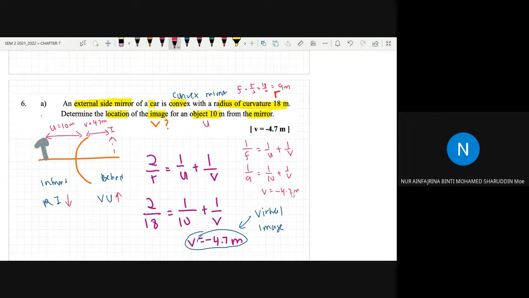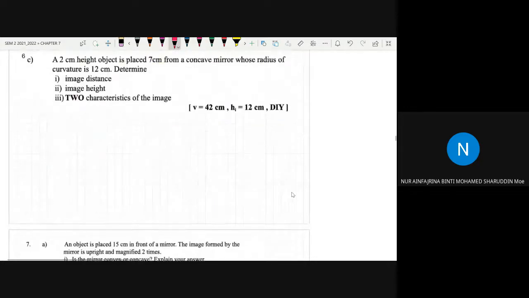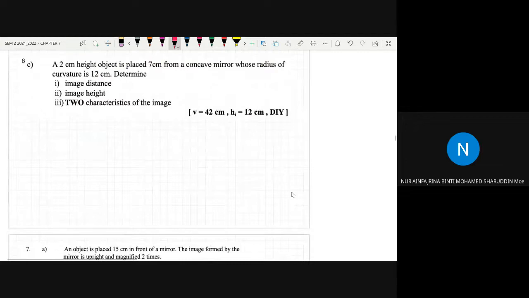Okay, next one Miss wants to do is 6C. Okay, let's do 6C together. Who wants to do it with Miss? Miss just taught Yusra, Yusra had the last meeting. Okay, 6C. Hana, can Hana? Can, Miss. Okay, let's try. Okay, so it says a 2 cm height object. So this 2 cm height object is placed 7 cm from concave mirror. Okay, this 7 cm, Hana, is it your image distance or object distance?